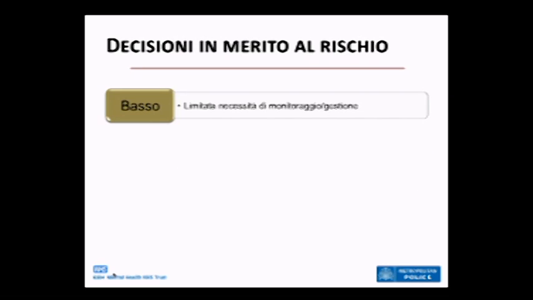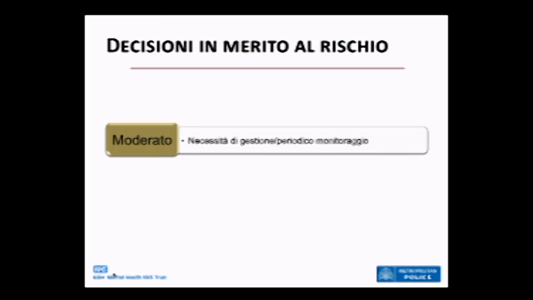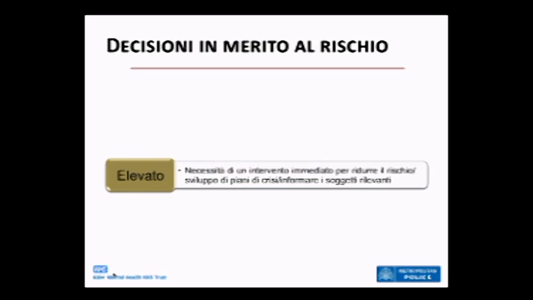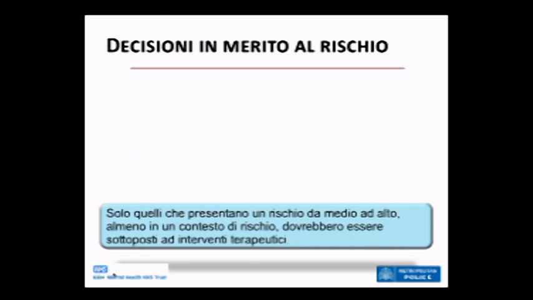So it could be low. This has practical implications in it, that it means that you don't actually need to do very much. There's a limited need for intervening with resources. If it is of moderate risk, this means that some sort of following of the case and management is necessary. And if it's high risk, this means that immediate intervention is necessary. And the idea is that you are only going to intervene where the risk is assessed as medium or high, and not in every case, and that is a good way of focusing your use of resources.